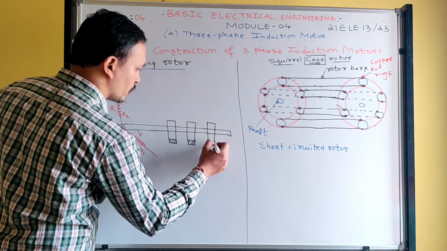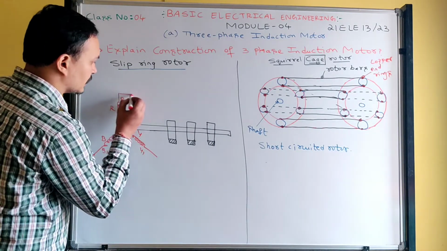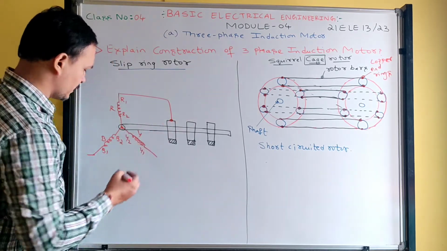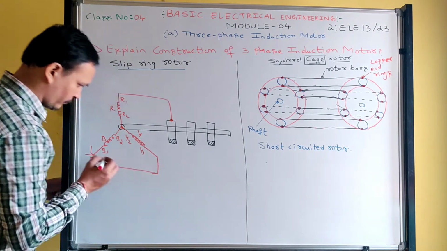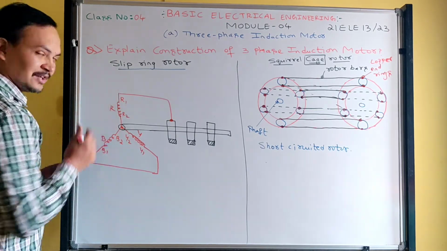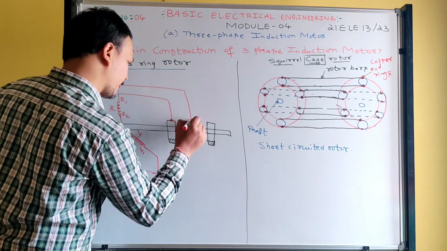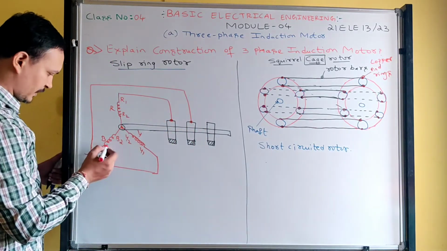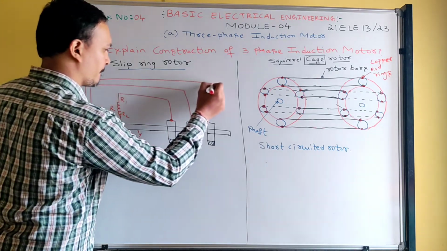Currently what I am writing on the board is slip ring and brushes. Now you connect R1 starting end to the first slip ring and solder. Next, Y1, the starting end of Y phase, connected to the next slip ring, and again that is soldered. Next, B1, the B phase starting end, is connected to another slip ring.